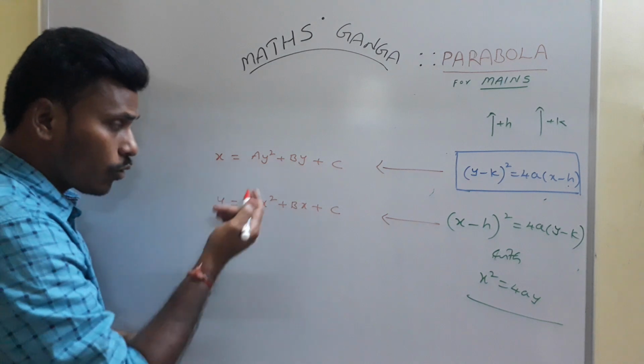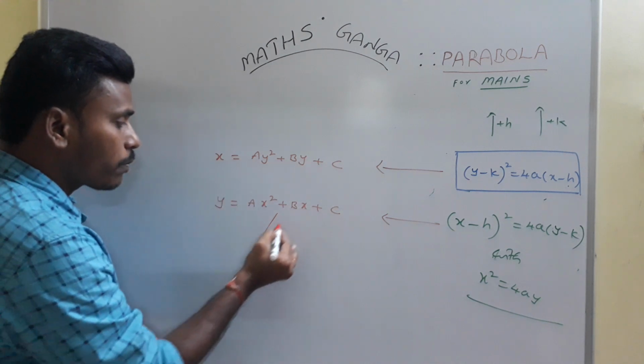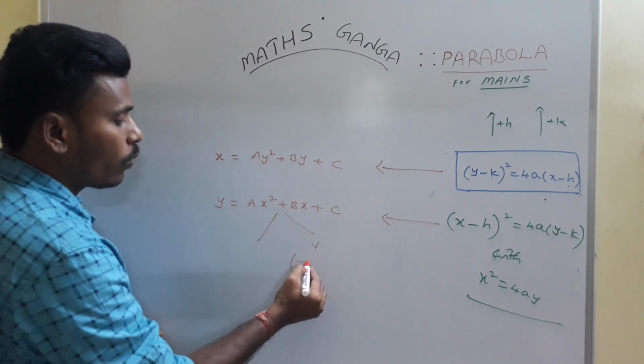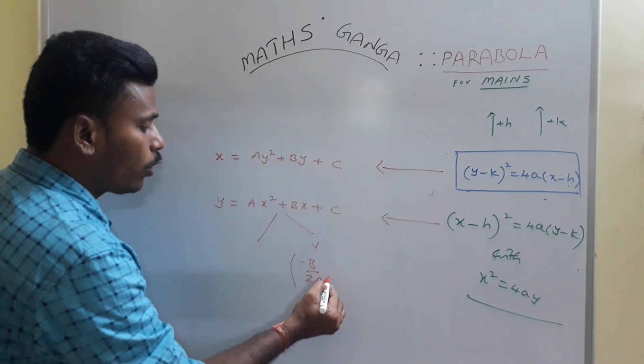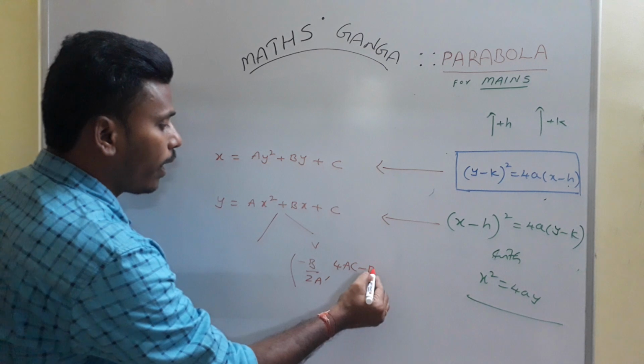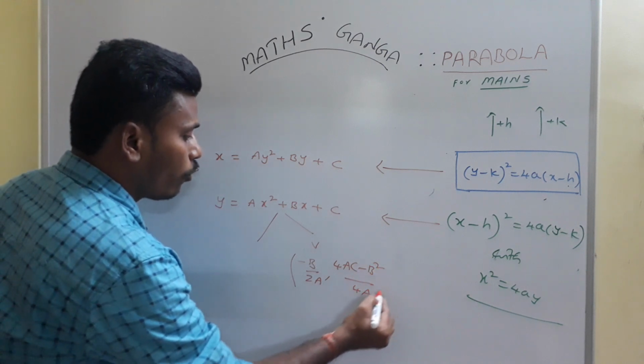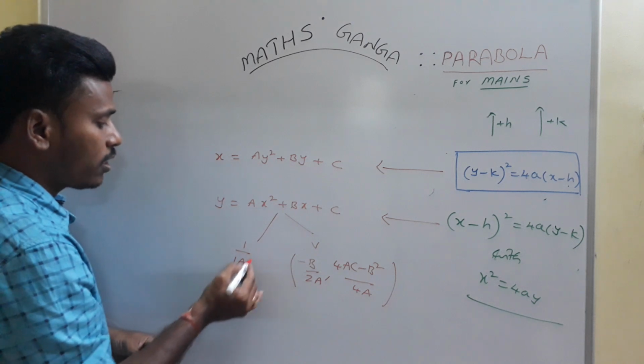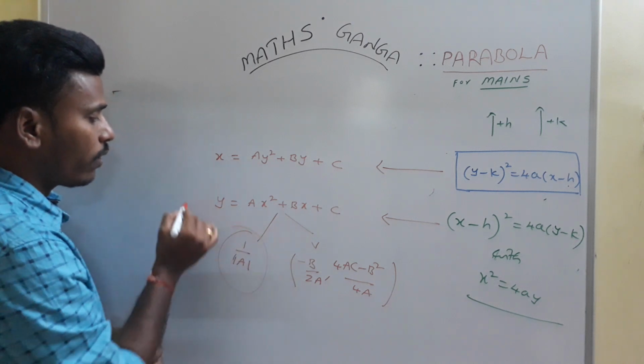See, since this is the usual quadratic format, for this parabola, if you try to find the vertex, the vertex is minus b by 2a comma (4ac minus b square) by 4a, as well as the length of the latus rectum is 1 by mod a. This is one idea, a useful thing for this form.